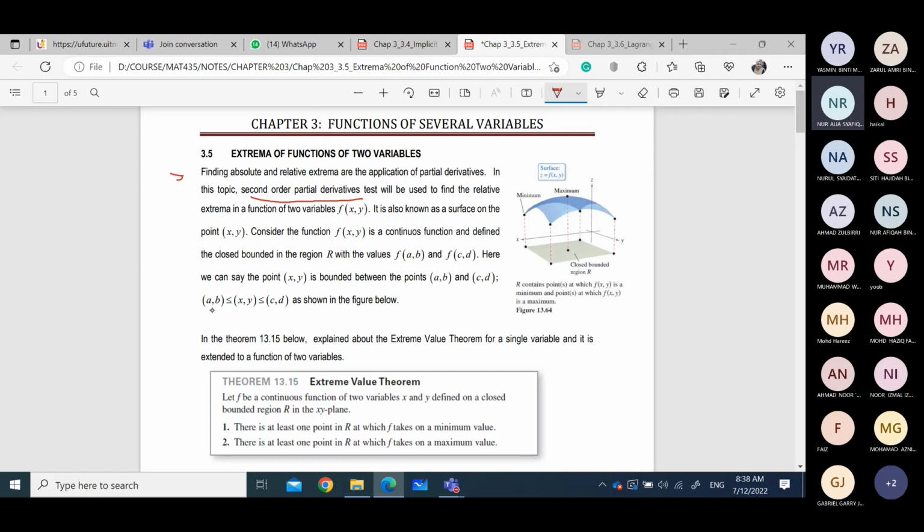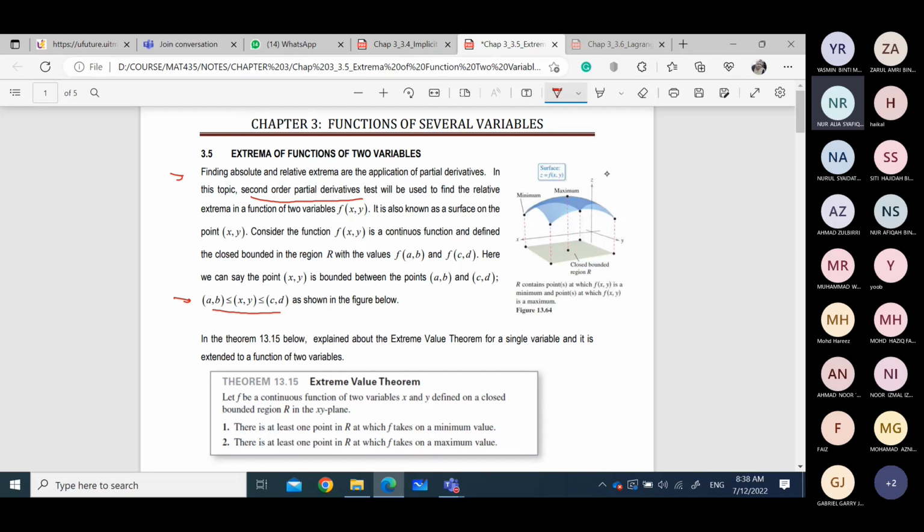So here it is presented that (x, y) is greater than or equal to (a, b). So (a, b) is a point and (x, y) is less than or equal to (c, d). Based on these inequalities, we define it as: the point (x, y) is bounded between these two points.